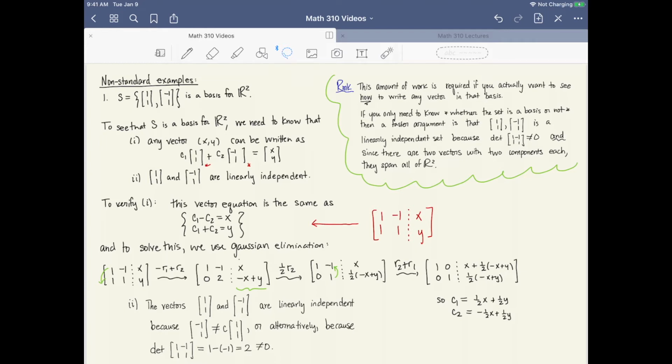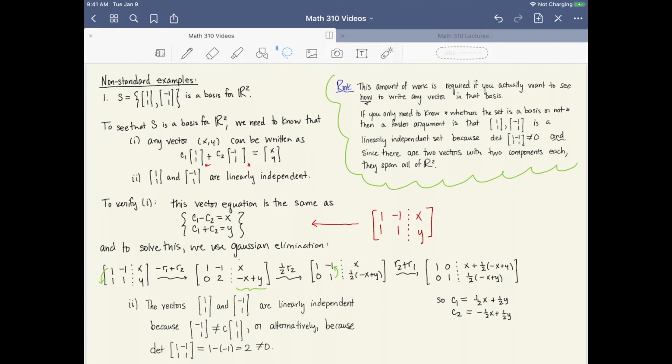So they're going to be independent. But we did extra work in part 1 because we wanted to see explicitly how to write any vector in terms of this basis. If all you need to know is whether n vectors in an n-dimensional space are linearly independent or not, well, you can just calculate the determinant of the n by n matrix to answer that question.